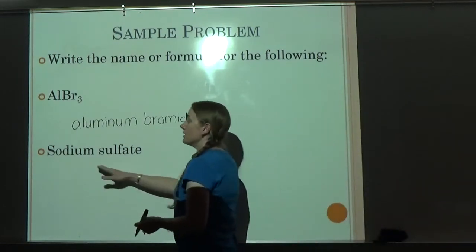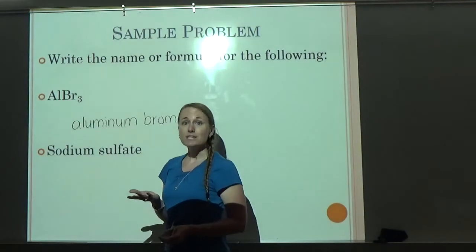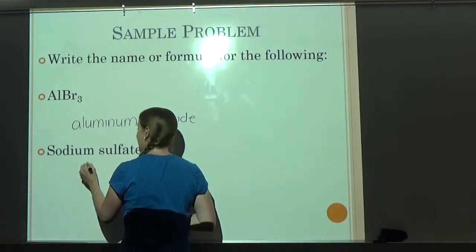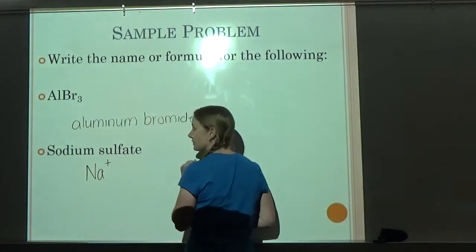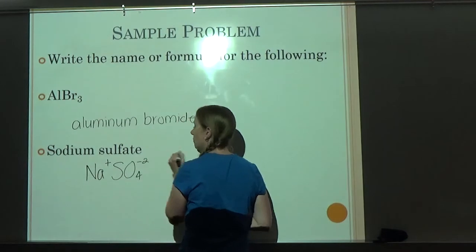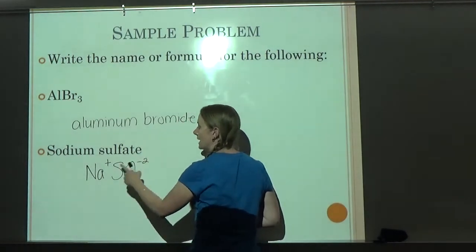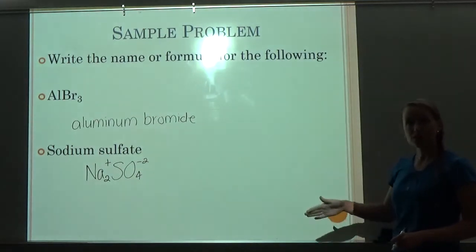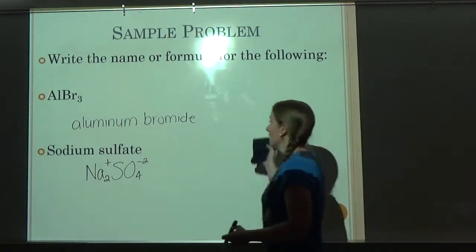So next one, sodium sulfate. I need to give the formula. So don't forget you need to cross or balance your charges. Sodium is Na, it's in group 1, it has a positive 1 charge. Sulfate is on your polyatomic ion sheet, it's SO4 with a negative 2 charge. So I need to cross my 2 down. Okay, so that's what we learned from section 9.1.